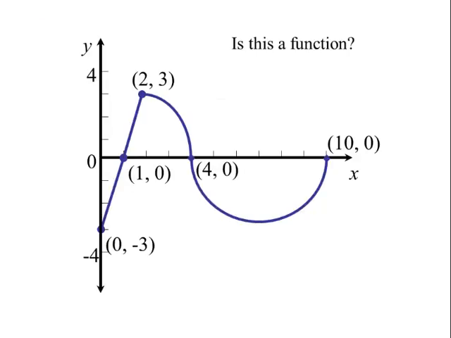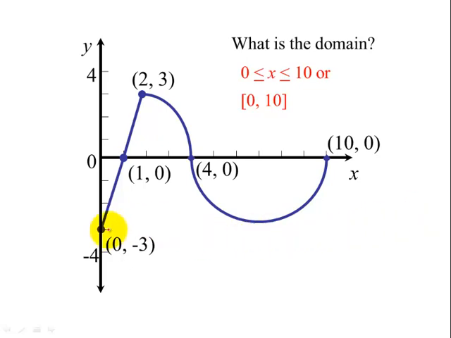This will be our last example. Is this a function? Yes, it passes the vertical line test. For every x, there's one and only one y. What is the domain of this function? It's all numbers between 0 and 10. It can equal 0 and it can equal 10.